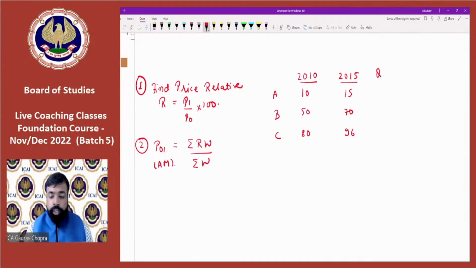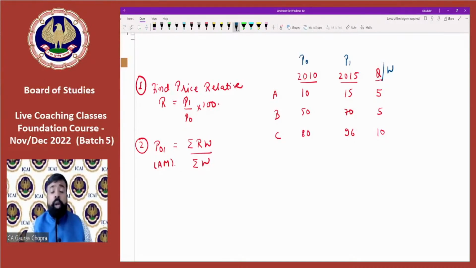Then quantity is given. Quantity is, let's say, 5, 3, and then 10. Or we can take 5, 5, and 10. This is given. Now, 2010 is the base year, so it is P0. 2015 is the current year, P1. And then quantity. This quantity is nothing but the weight. So we can also write it as W.